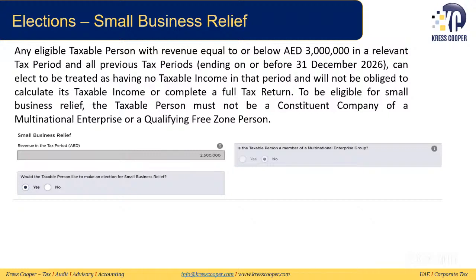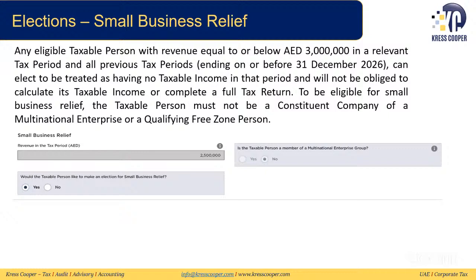Then the next election we have is the small business relief. Like I said, in the taxpayer details section, they were asking what the turnover for the business is. This is why it is relevant, because here in the small business election, it will only show you this relief if the turnover you have declared is less than 3 million. So this relief is applicable if the revenue that you have is less than 3 million in the relevant tax year, which is the current tax year, and all previous tax periods.